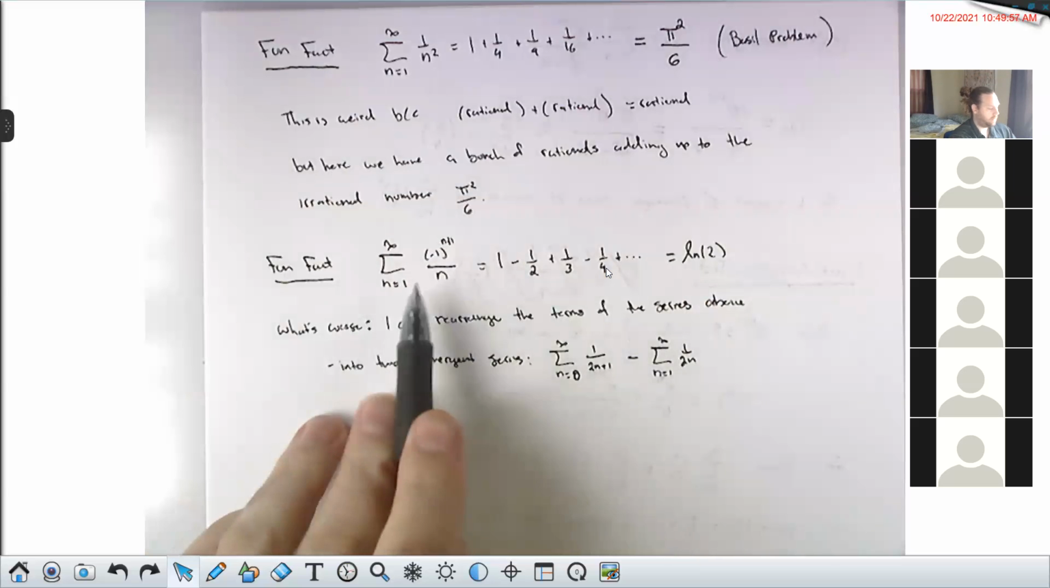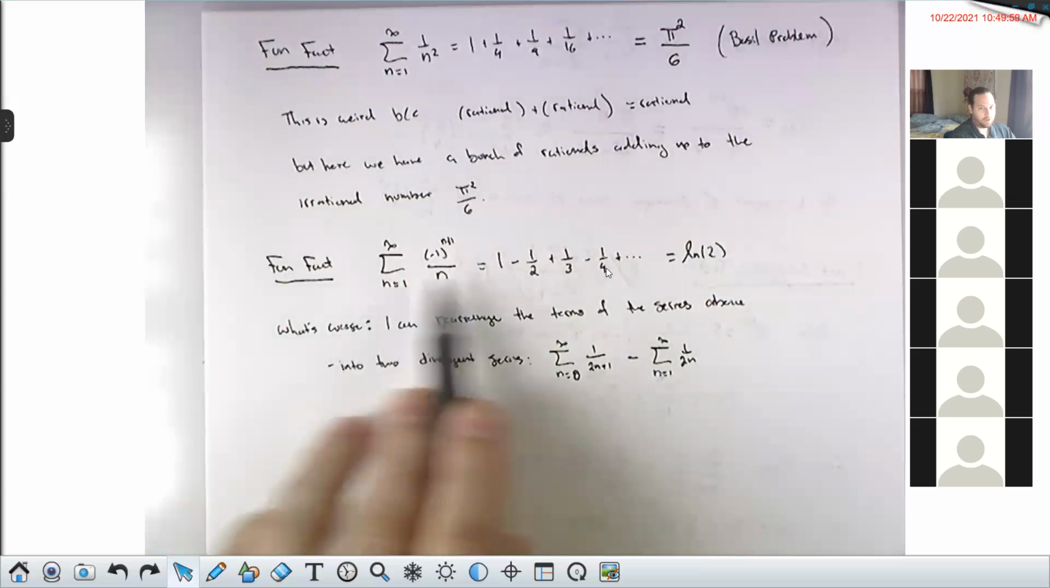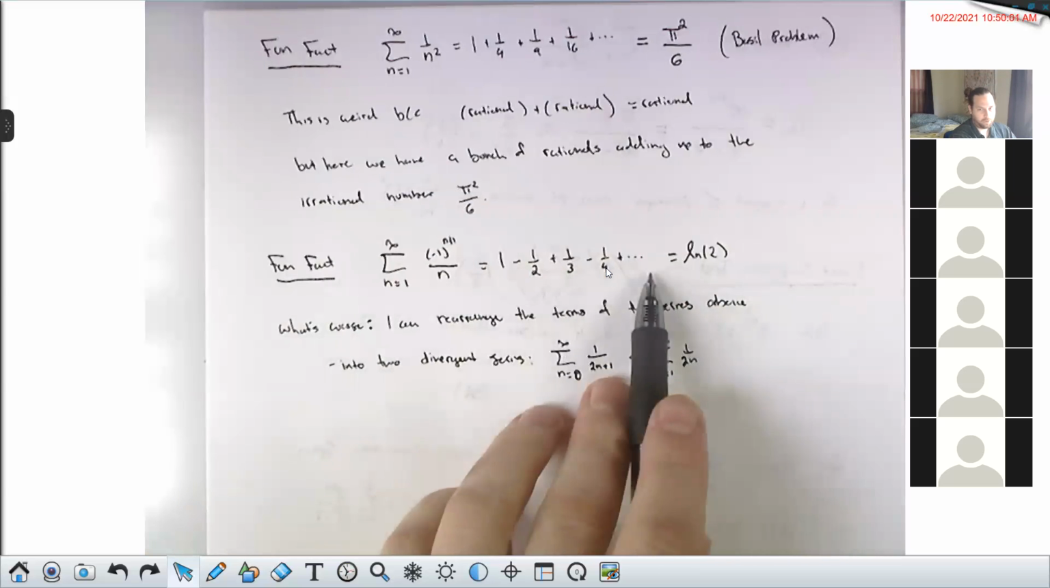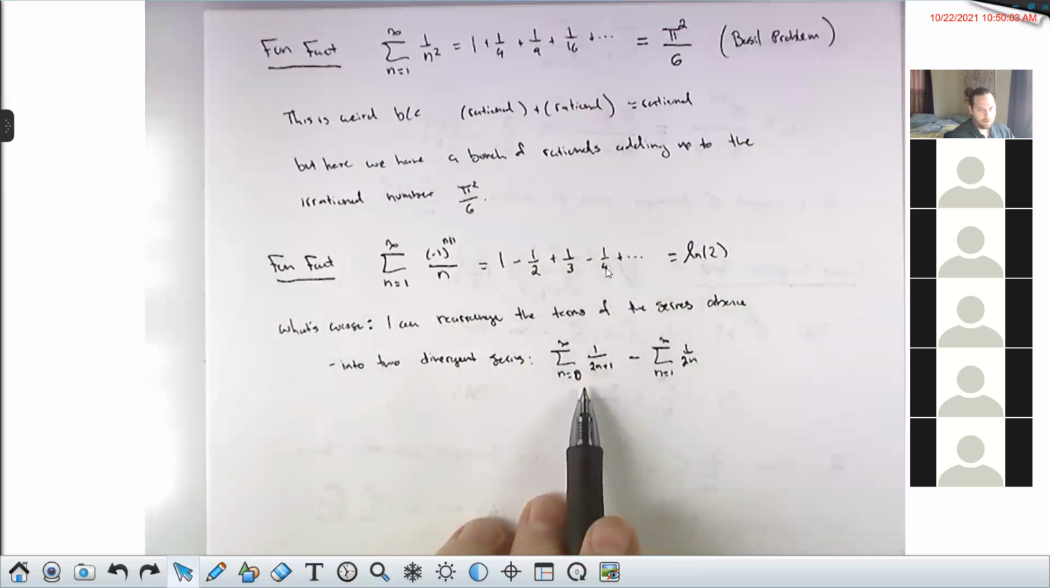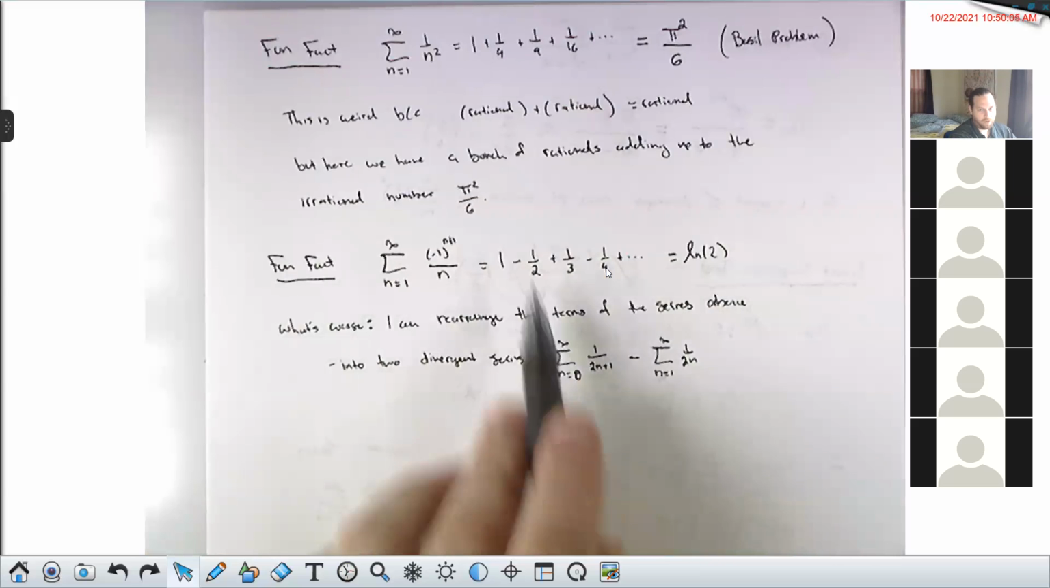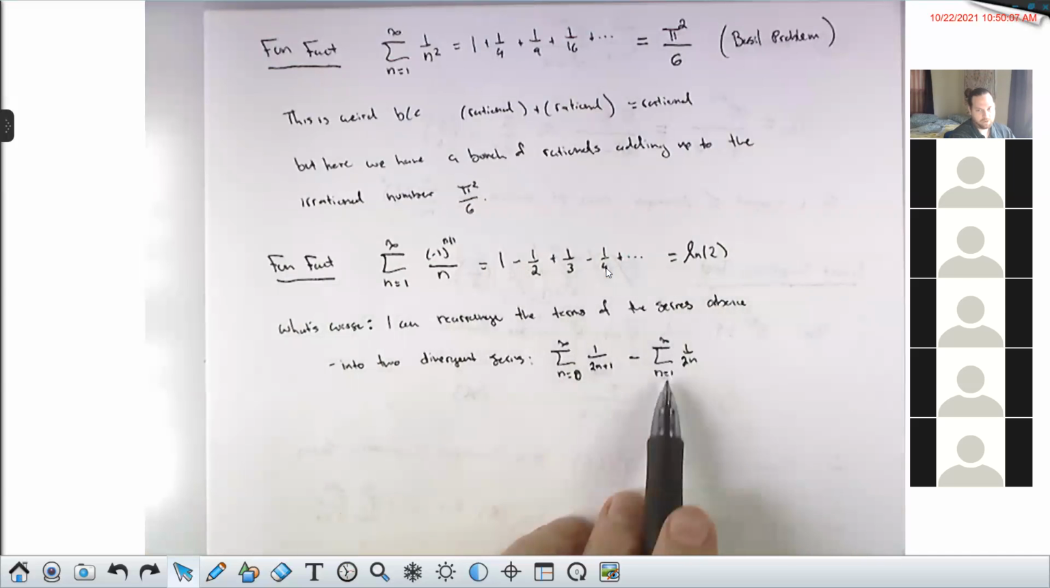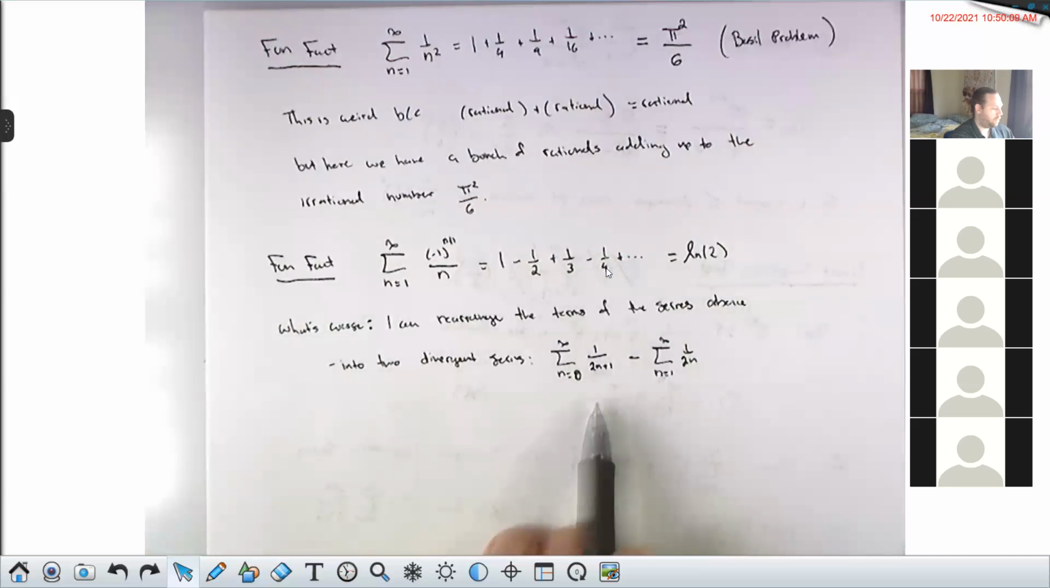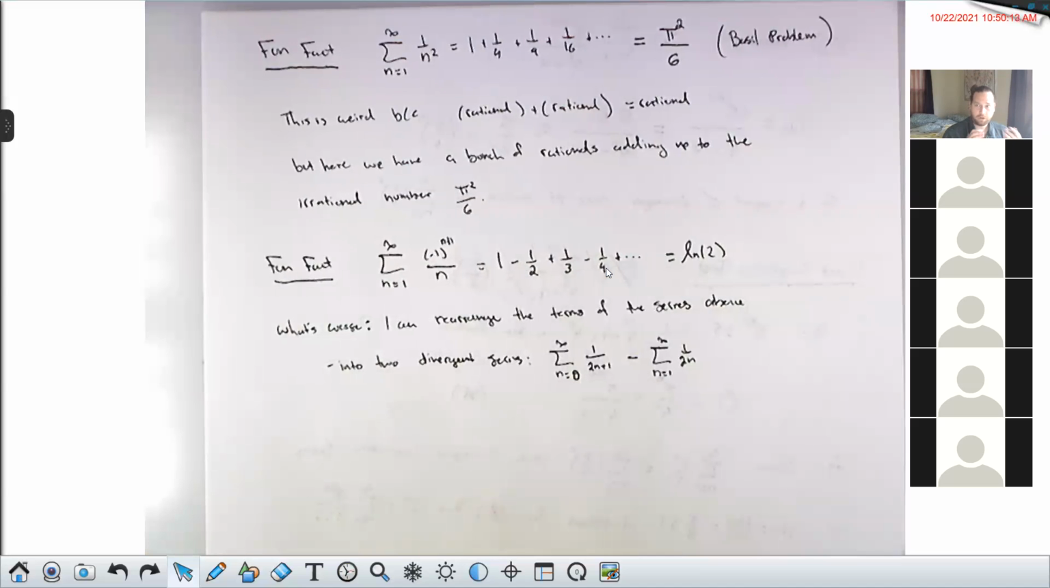If I take all the odd terms, the 1 plus 1/3 plus 1/5, that's this series. And if I take just the even terms, 1/2 plus 1/4 and so on, that's this one. And you can show that both of these diverge. So this is an example of that thing we talked about, where a sum of two divergent series might be a convergent series.